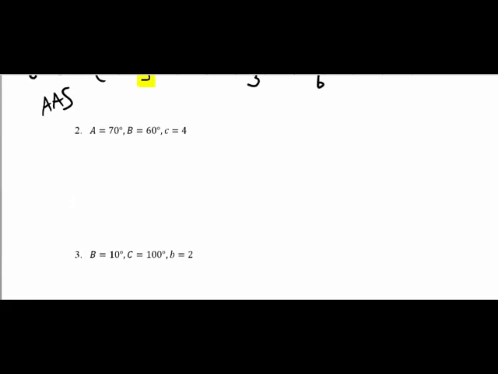So we're going to draw our Dorito again. We draw the Dorito, giving me angle A, which is 70 degrees, and angle B, which is 60 degrees. Angle C is unknown, but we do know side length C, which is 4. Side length C is across from angle C. So this is going to be missing side A, and this is going to be missing side B. What we're trying to find in this problem is angle C, side A, and side B.